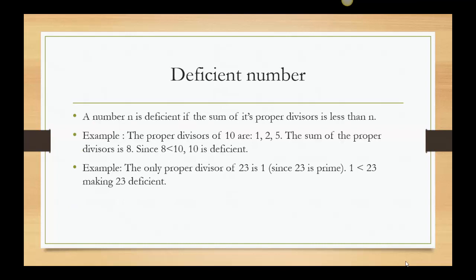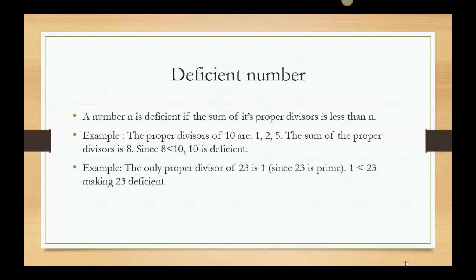Okay, so now that we know proper divisors, we can start talking about deficient numbers. A number n is deficient if the sum of its proper divisors is less than n. So let's talk about 10. We said the proper divisors of 10 are 1, 2, and 5. So if I add 1 plus 2 plus 5, I get 8. 8 is less than 10, so 10 is deficient.